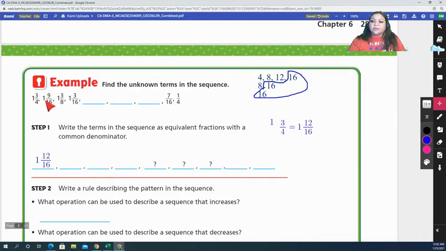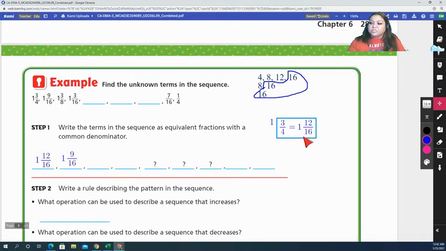The next term, 1 and 9 sixteenths, already has a denominator of 16. That means that I don't have to do anything to this. So here I'm just going to bring down or copy 1 and 9 sixteenths. Okay, let me move this one a little bit higher. There you go. Okay, my next term is 1 and 3/8.